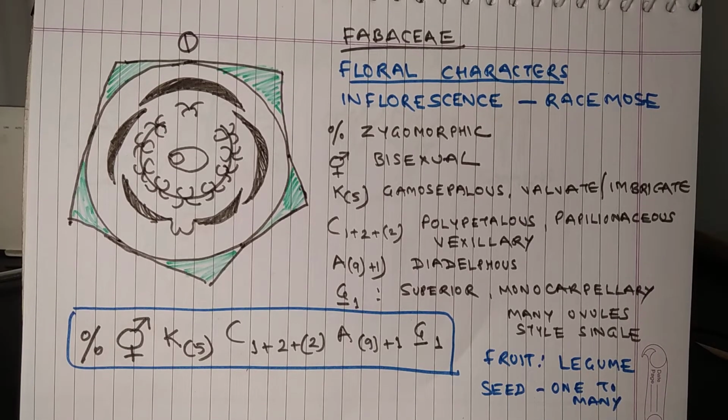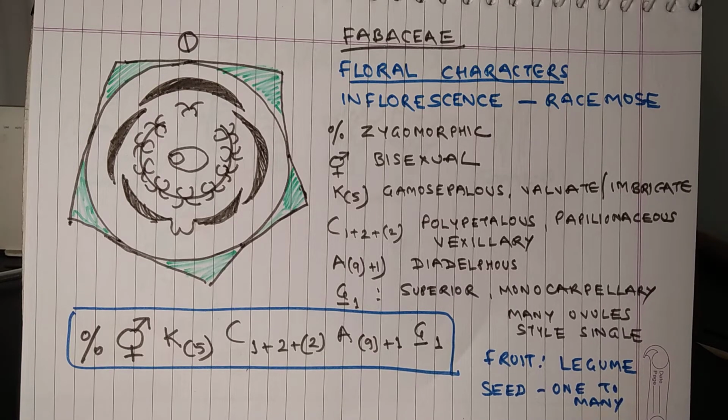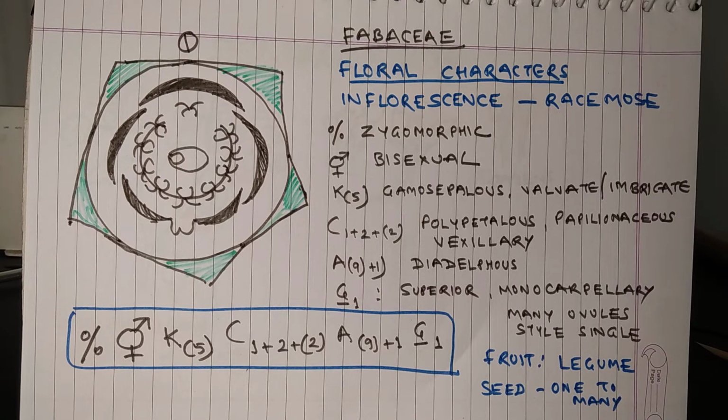So Fabaceae is a very important family economically, and all the pulses come under this family. So chickpea, then other lentils like gram or pea, then groundnut, all of them belong to Fabaceae.